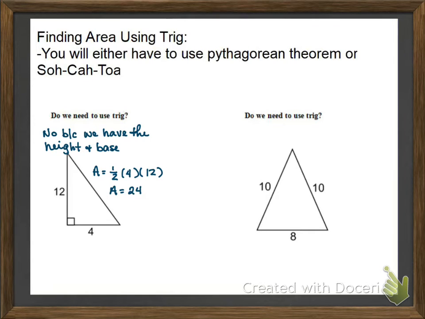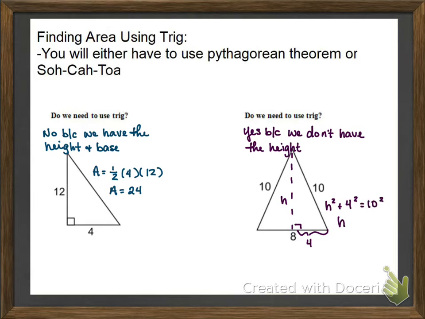Now for this second one, we do need to use trig, because if we look, we don't have the height. The height goes straight down to the base, and we don't have that value. So the question is, do we need to use Pythagorean theorem or SOHCAHTOA? For this one, we can use Pythagorean theorem. That height comes straight down, hits at a 90-degree angle, and it bisects the base. So what we have is a right triangle where we need to find the height.